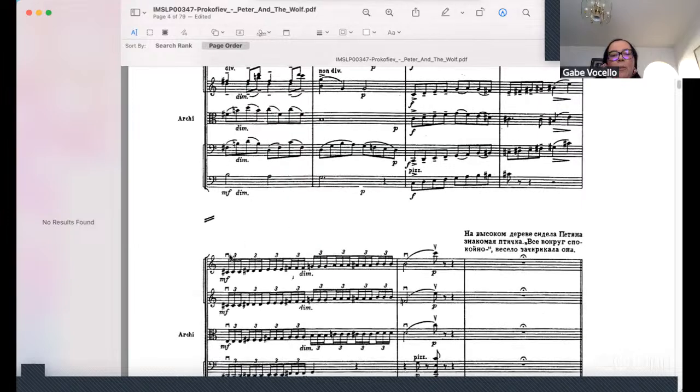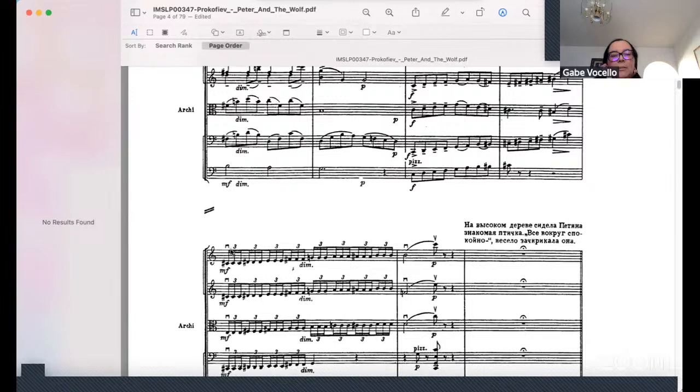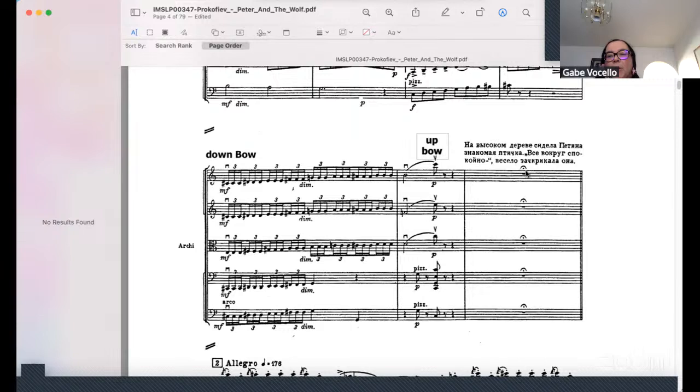Oh, this is down bow. See the symbol here? This symbol is the down bow symbol. Down bow. Down bow. Up bow. This symbol here is up bow. Down bow, up bow. Now you have that symbol here, the fermata on top of the rest, the GP, grand pause.